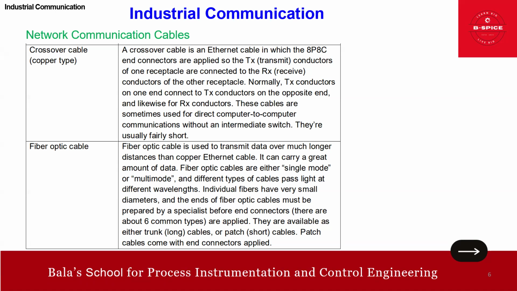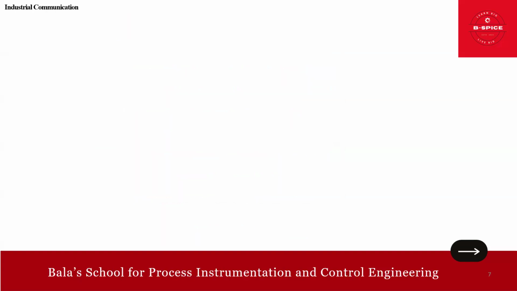Here's some more to add. Individual fibers have a very small diameter, and the end of a fiber optic cable must be prepared by a specialist before the end connector is applied. They are also available as a trunk cable, basically a long cable, or a patch cable, a short cable. A patch cable comes with an end connector applied. So this is all about the hardware and network cables, friends.